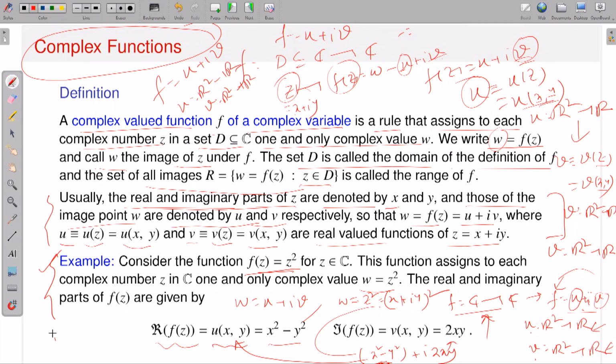Therefore my f will have a representation u plus iv, where u is a function of two real variables, u of xy, which is nothing but x square minus y square, and v is nothing but 2xy. So this is very simple, but anyhow you can have the representation. That means if I have a complex valued function of a complex variable, then I can write it in the form u plus iv, where u is a map from R2 to R, and v is a map from R2 to R.